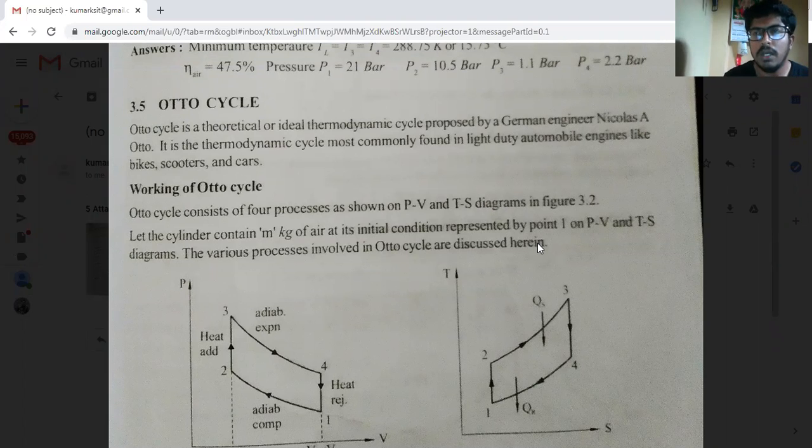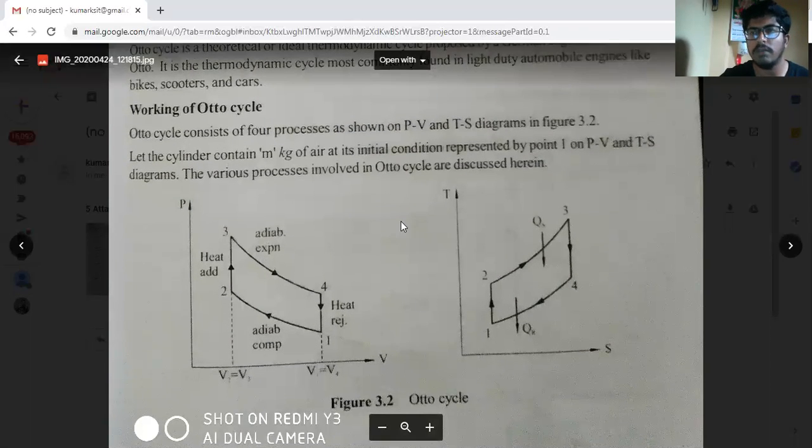The thermodynamic Otto cycle is commonly used in light-engine automobiles, such as cars, scooters, bikes. In all of these we can see the usage of Otto cycles. Coming to the working of the Otto cycle, it works in 4 different processes, as shown in the PV and TS diagram. Here you can see the PV and TS diagram.